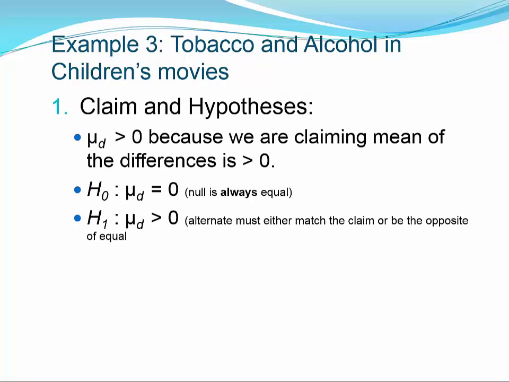So the claim is mu sub d is greater than 0 because we are claiming that the mean of the differences is greater than 0. The null is always equal, so we have mu sub d is equal to 0. And then the alternate is either going to match the claim or be the opposite of equal. So we have mu sub d is greater than 0 for the alternate hypothesis.